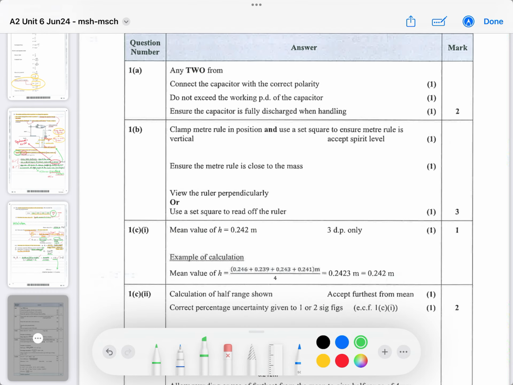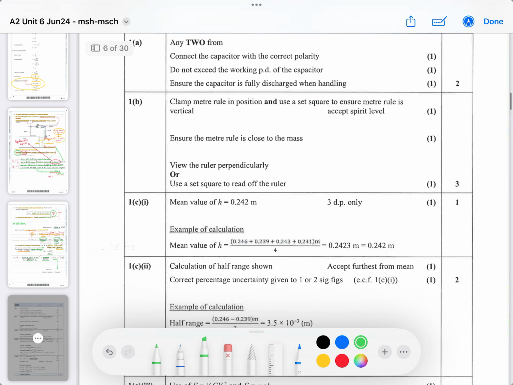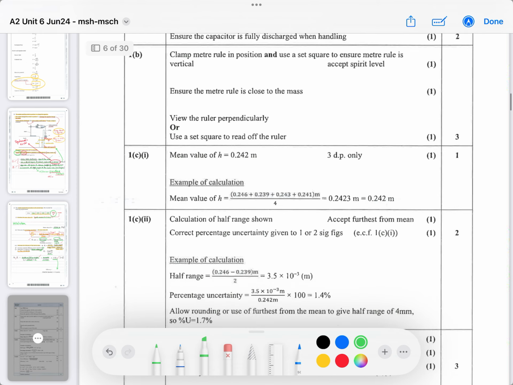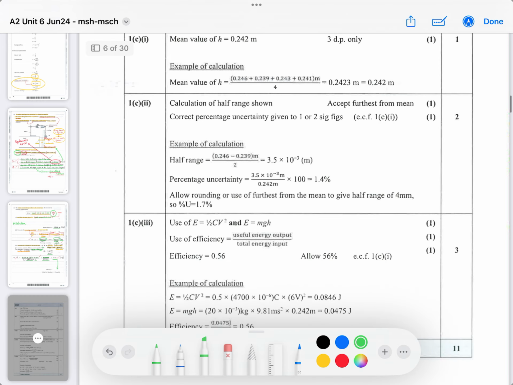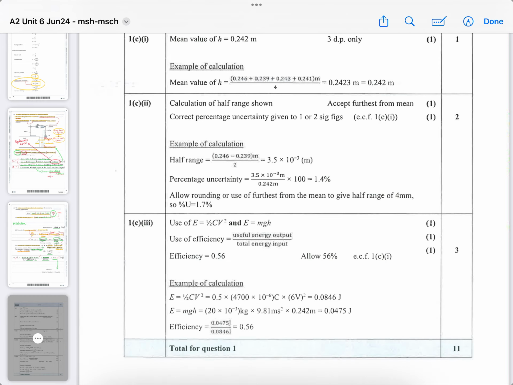So there's the mark scheme for question 1. Stop the video if you want to focus on any part of it. There's 1B onwards and 1C, which is a total for question 1.